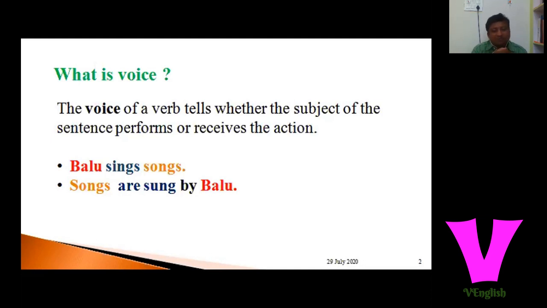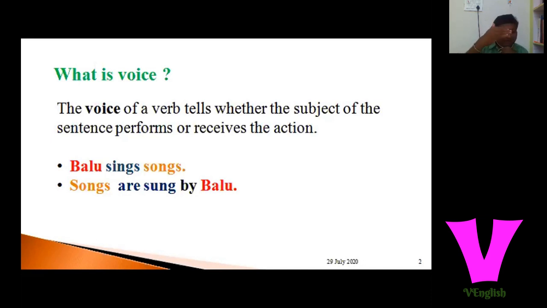And here, observe the voice of those two sentences. In the first sentence, subject is active. But in the second sentence, the subject is receiving the action, not performing the action. In this sentence, the object is performing action.